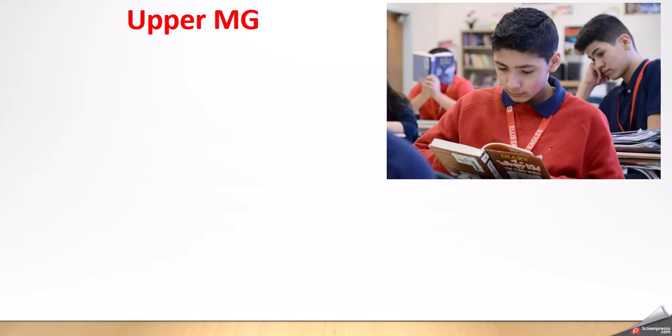So upper middle grade, our next step up. We see some middle school kids here reading. These books are intended for middle schoolers, so grades 6 through 8. Again, our word count increases. You might see a little bit longer books.